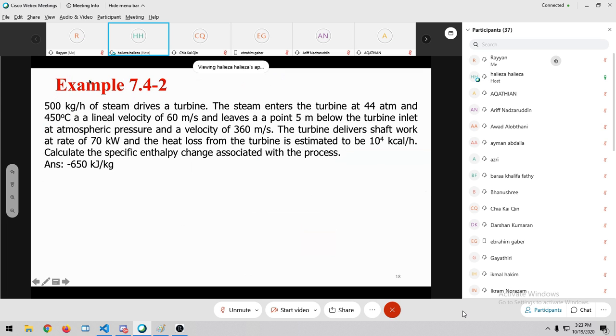Oh dear, sorry guys. I seem to be messing up. I wanted to use the pen in order to highlight.